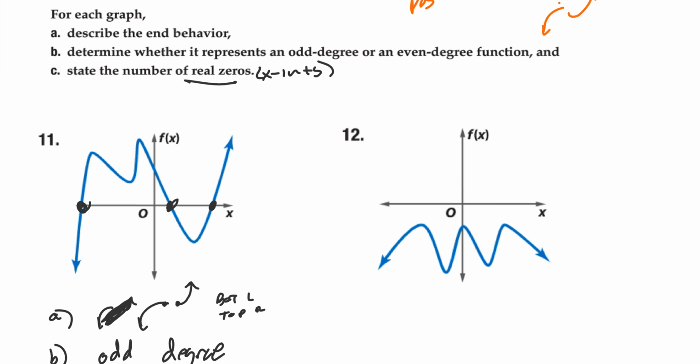Next one, 12. Again, part 1 is end behavior. Bottom left, bottom right. So you could just draw the picture like this. You could say bottom left, bottom right. Either way is fine.